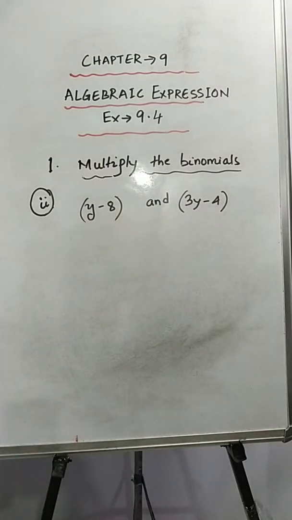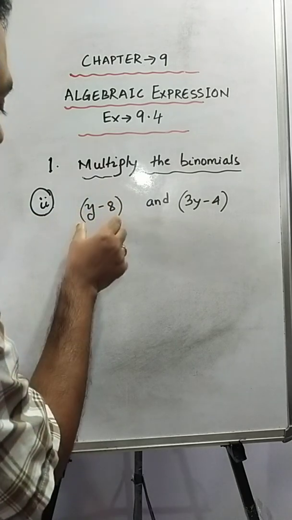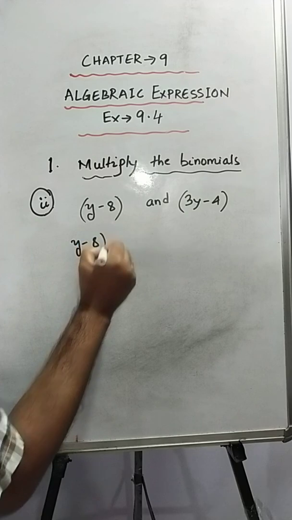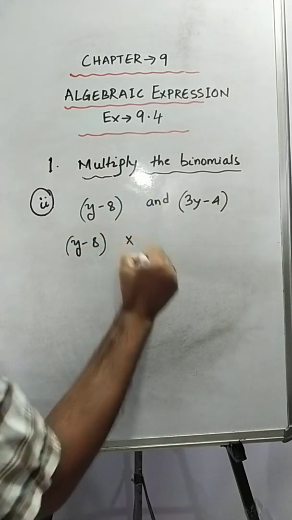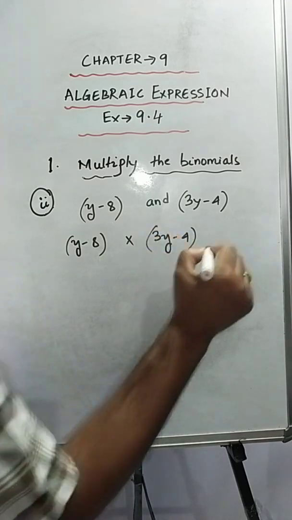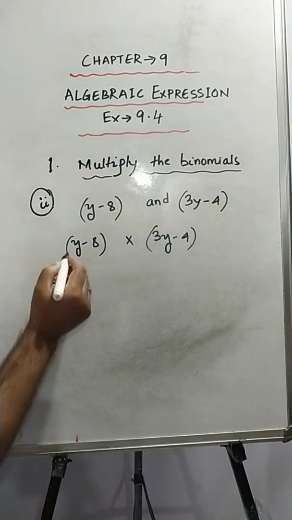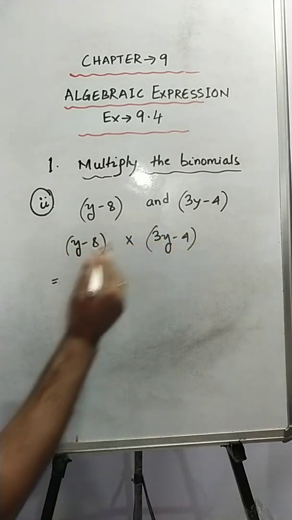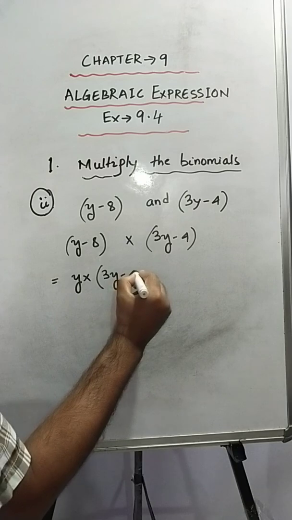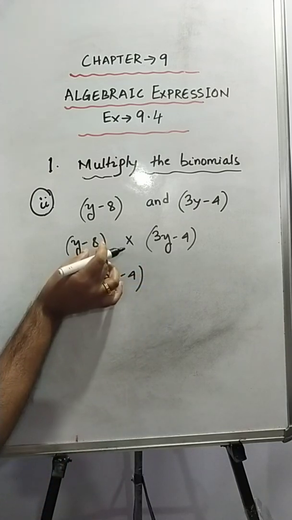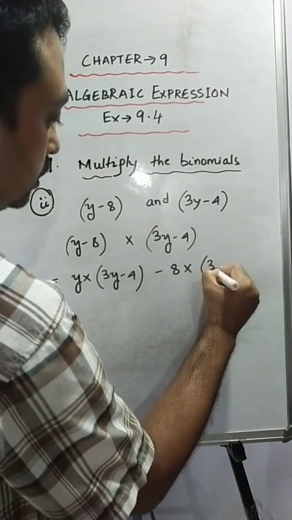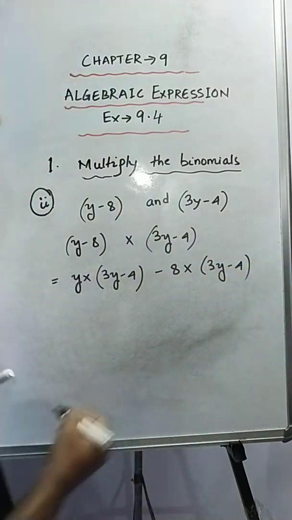Now sum number 2. Again we have two binomial terms, so again we'll do the same thing, that is (y - 8), in place of 'and' we'll put a multiplication sign and then we'll write (3y - 4). Now we have to multiply this first term with this binomial, so it will look like y into (3y - 4). Then with this minus 8 also we have to multiply this binomial, so minus 8 into (3y - 4).